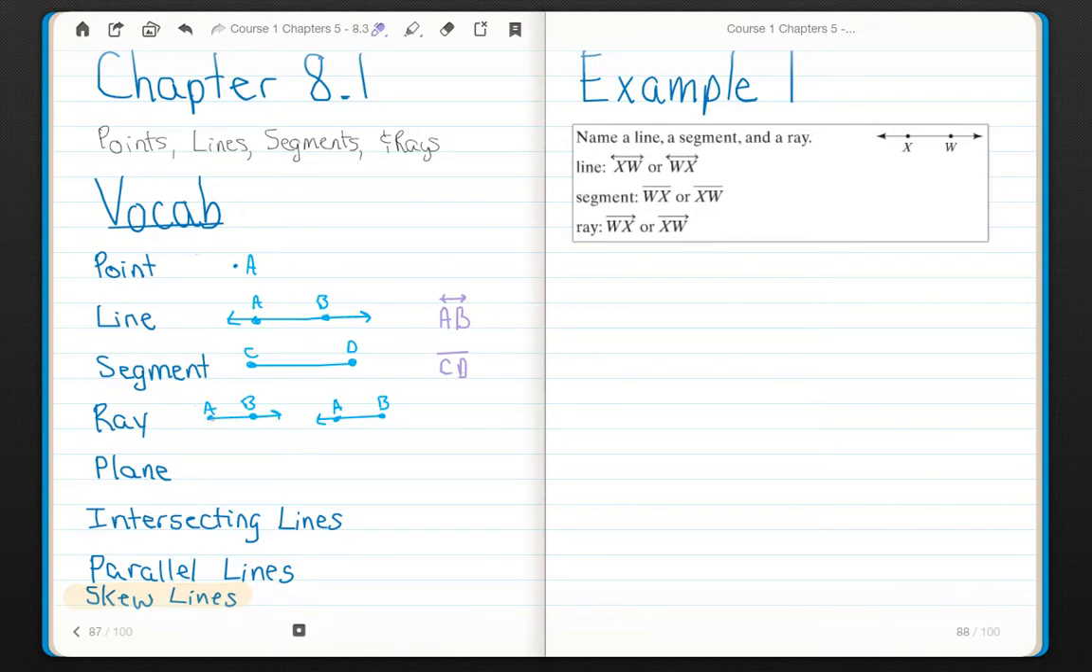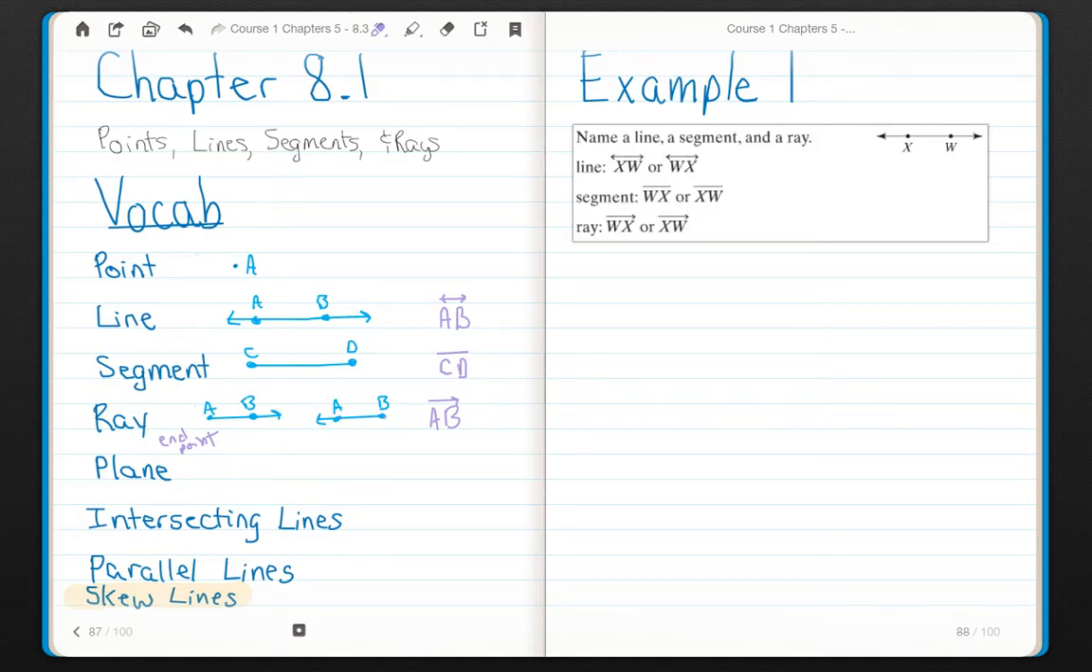A ray starts at one point, goes through the second point, and continues in that one direction. So we use the symbol, a line with one arrow pointing to the right. Now, I have 2 different rays here. Here, A is my end point. Even though it's called an end point, it's where my ray starts. And AB indicates that I start at A, continue through B, and then keep going.